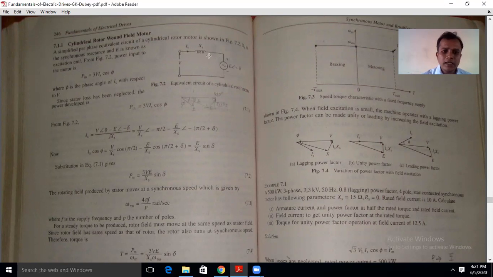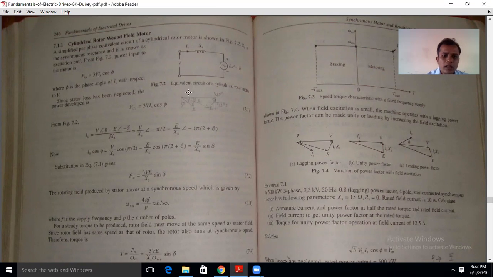In this case, we are neglecting the stator losses. By neglecting the stator losses, we can draw this circuit. This is the applied voltage V, and this is E, the induced voltage in the motor, and Xs. So this is the simplified per phase equivalent circuit of a cylindrical rotor motor. Let us derive an expression for the torque.